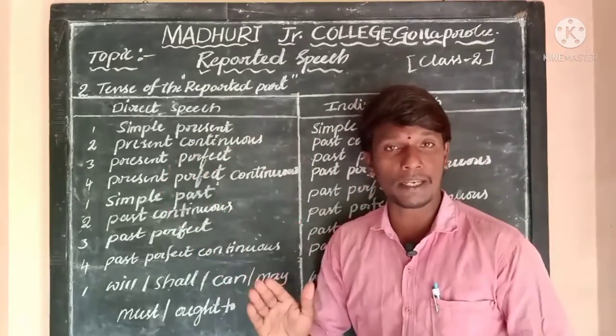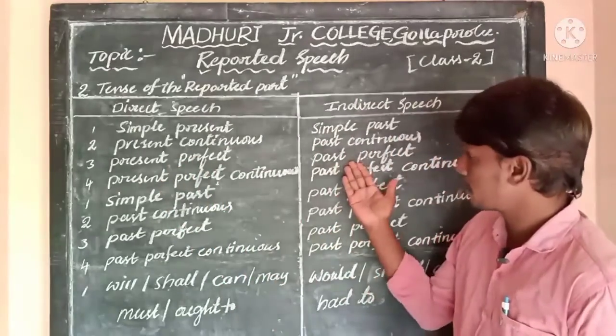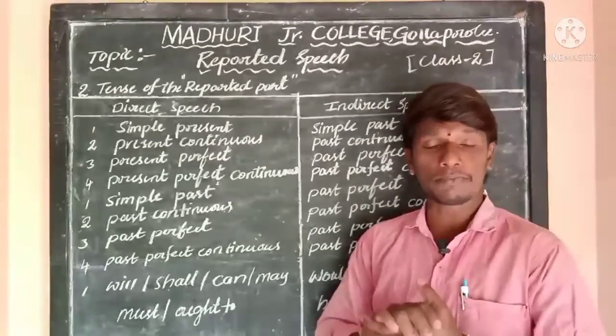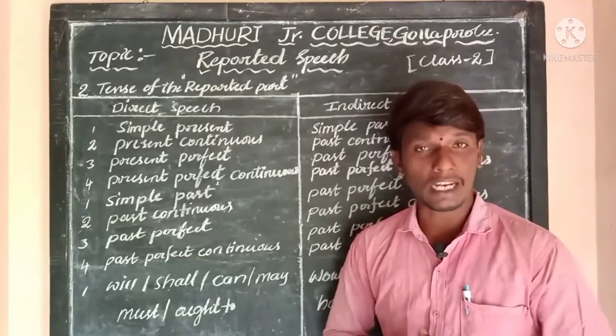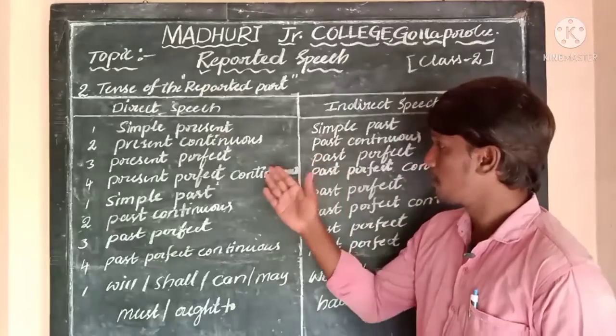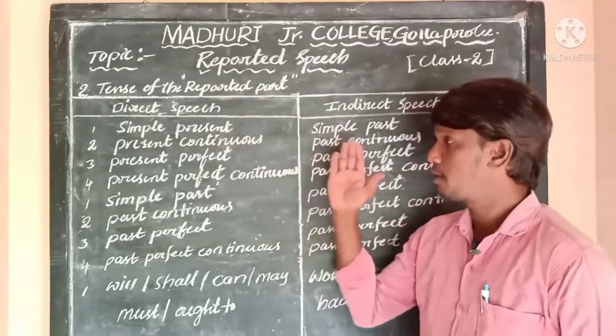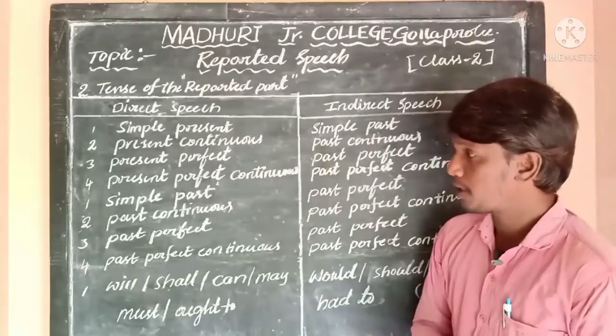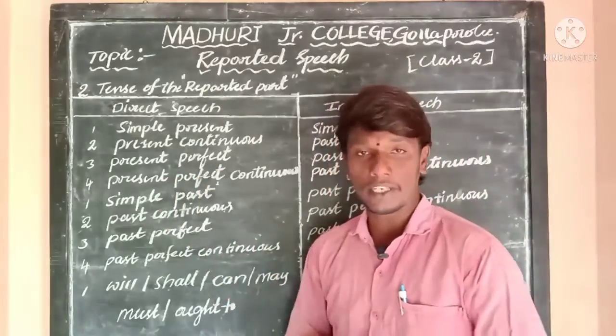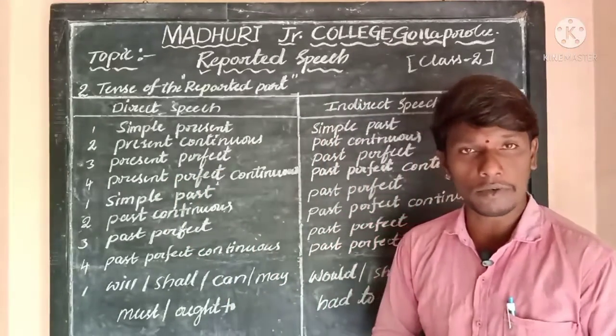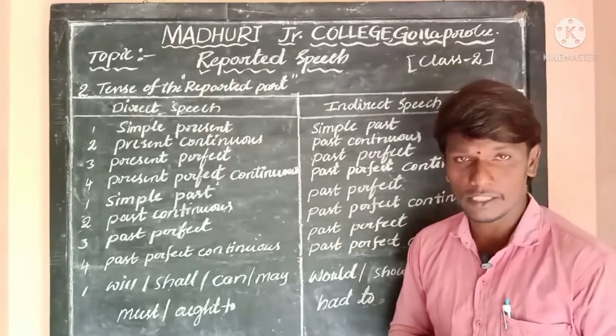Present perfect tense can be changed into the past perfect tense. The formula of the past perfect tense is subject plus had plus V3. So this is how we need to change one tense into another tense. Now coming to the present perfect continuous. This is the most important tense among all the 12 tenses.